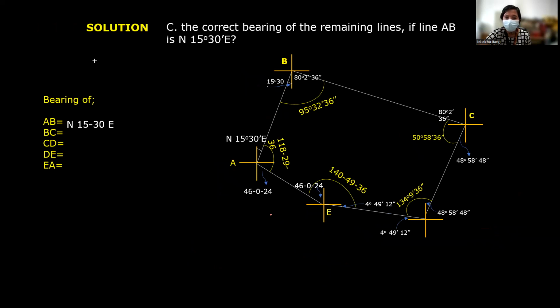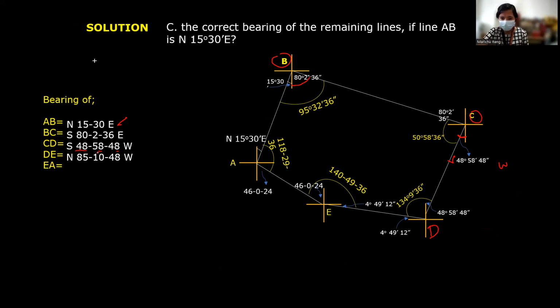So bearing of AB, so this is already given, AB, then BC. So BC, balik tayo sa B to C. So we have the bearing here. So this is equivalent to 80 degrees, 2 minutes, and 36 seconds. Yung direction niya is southeast. C to D. So from C to D, so this is D. So this angle here. So yung direction niya ay south west. So therefore, that is 48 degrees, 58 minutes, and 48 seconds west.